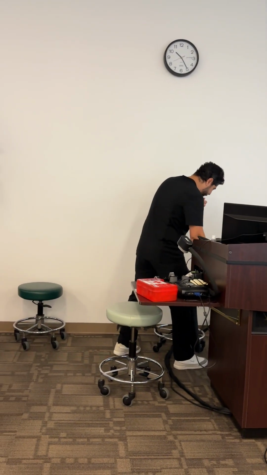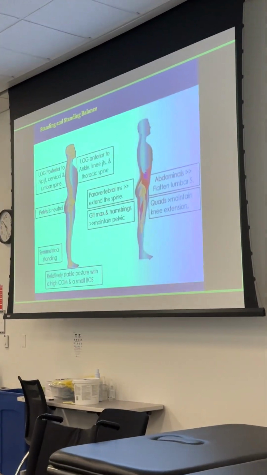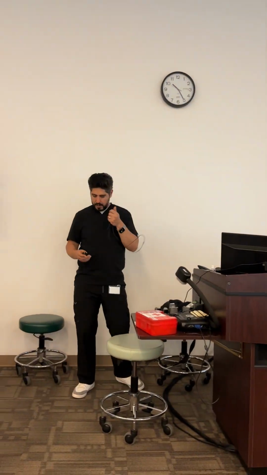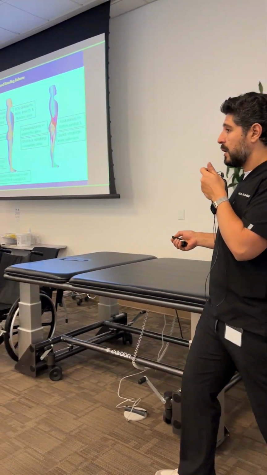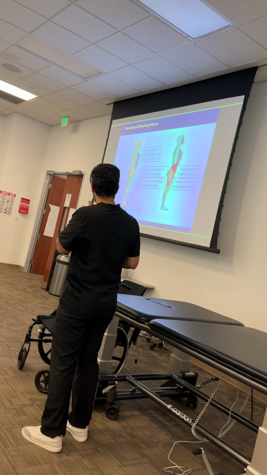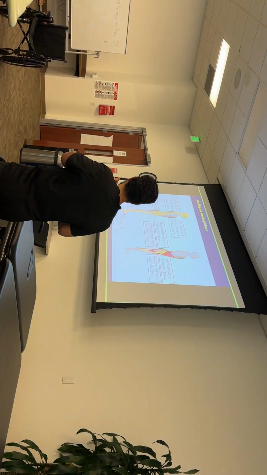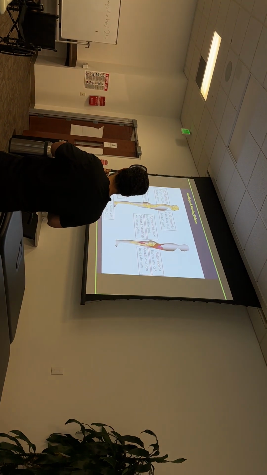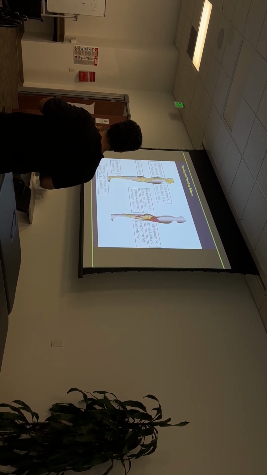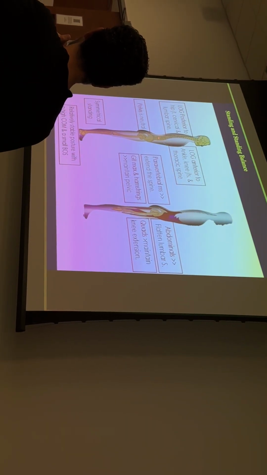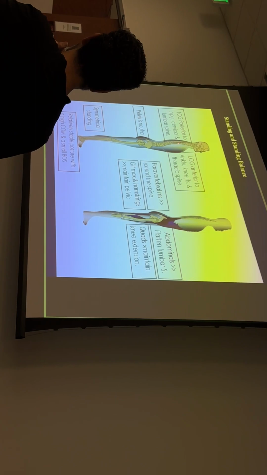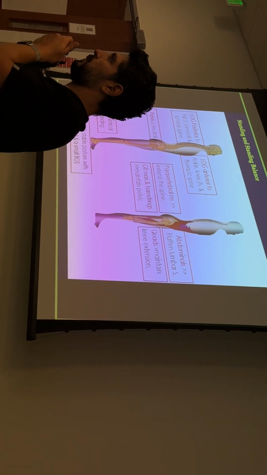Where is the line of gravity in relation to the joints? Okay, so when you look at the picture, dealing with the lower extremity, it's anterior to the knee, anterior to the ankle, posterior to the hip joint, right? The pelvis, of course, has to be neutral in this case. Standing, it's also posterior to the lumbar, right? And posterior to the cervical, but anterior to the thoracic spine, right?